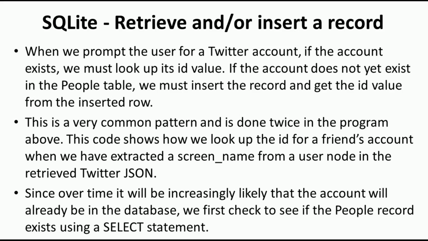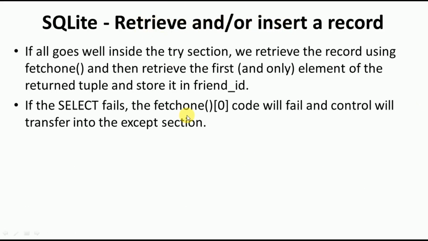If it is already present, we retrieve that ID. If it is not present in the database, we first insert that information into the database, and then we retrieve the ID of that person. So that is what is called retrieve directly, or insert and then retrieve that ID. That is what we have done in that particular program.